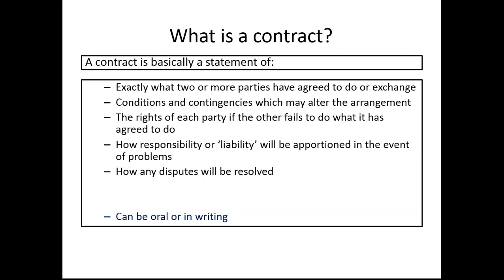As I said when we just started this, if you go to the shop to buy yourself a bottle of water, you are making a legally binding contract. You don't write that down. It's still a contract in law though. So it's very important to understand.